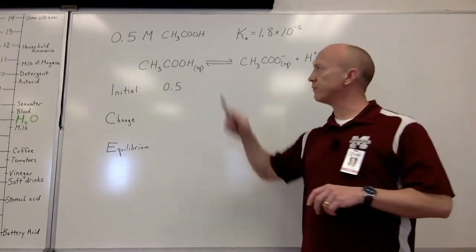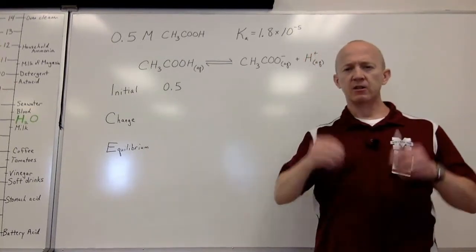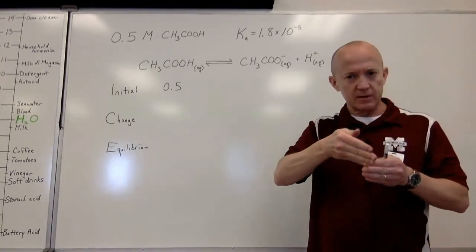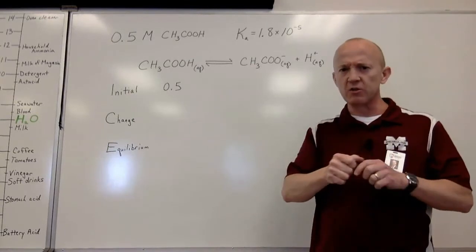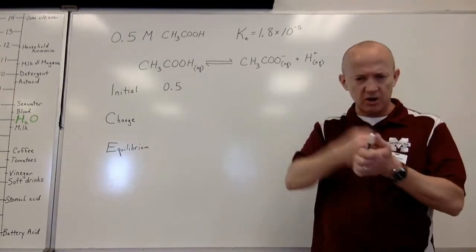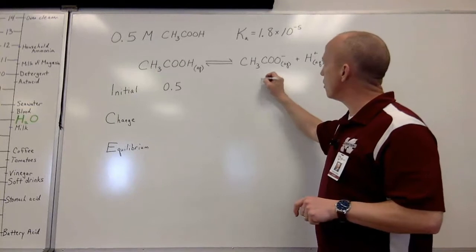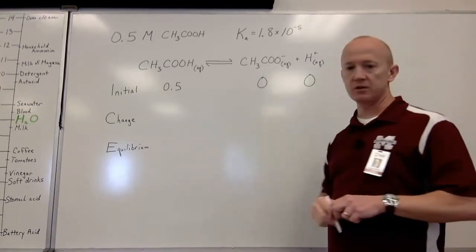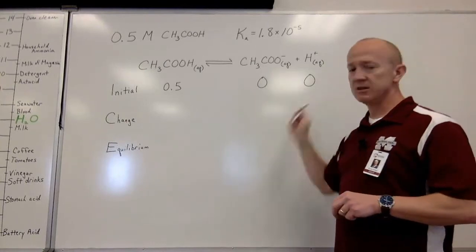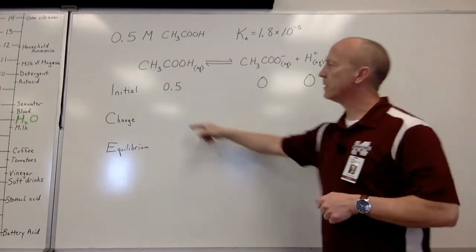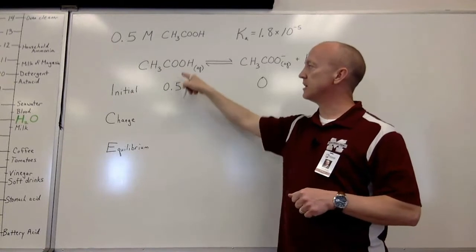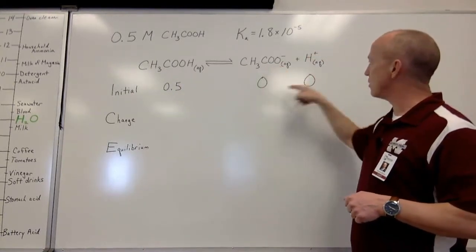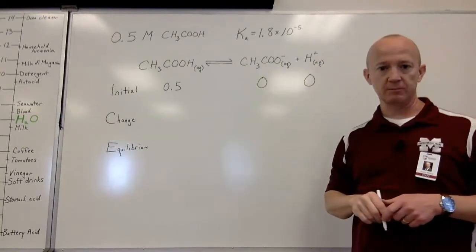Now we're starting with 0.5 molar acetic acid. Let's think in terms of that acetic acid going into the water. Now immediately after it goes into the water, at the immediate start point, there are no ions. So we would say that the initial concentration of our ions would be 0. You get it? All right. So initial concentration for acetic acid is 0.5. The initial concentration of acetate ion is 0, and the hydrogen ion is 0.